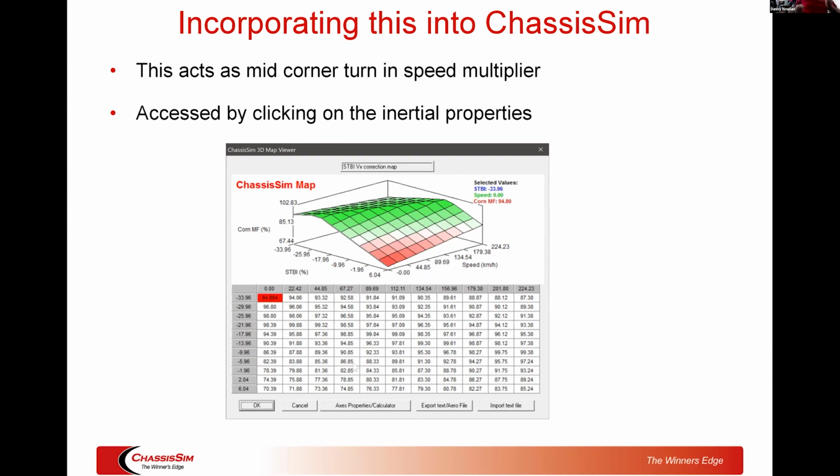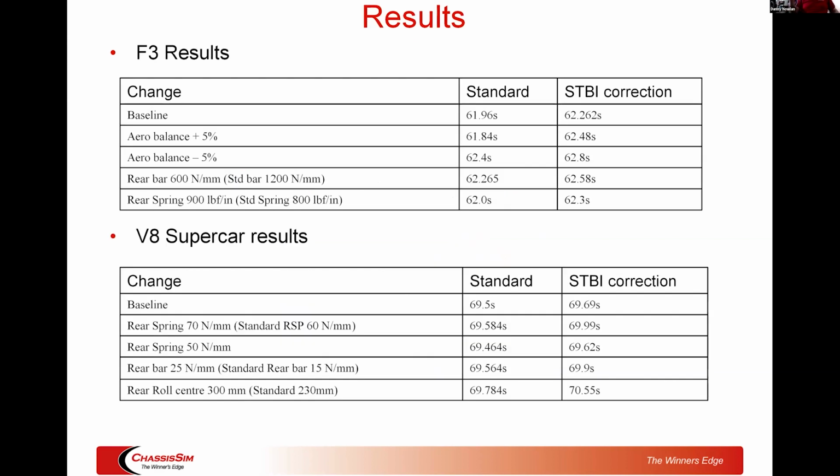So if you've got a car with a very low value of stability index that's going to be really twitchy at the mid corner, you can now take that into account with that multiplier. Conversely, if you're dealing with a car that's understeering like a pig, it will also penalize that as well. And you can tune that to the proclivities of your driver.